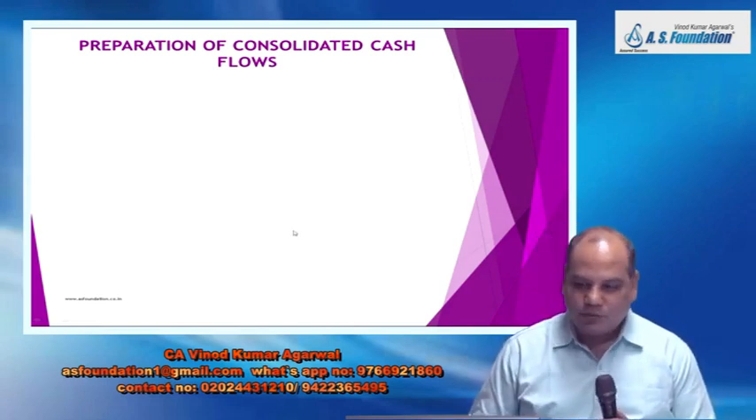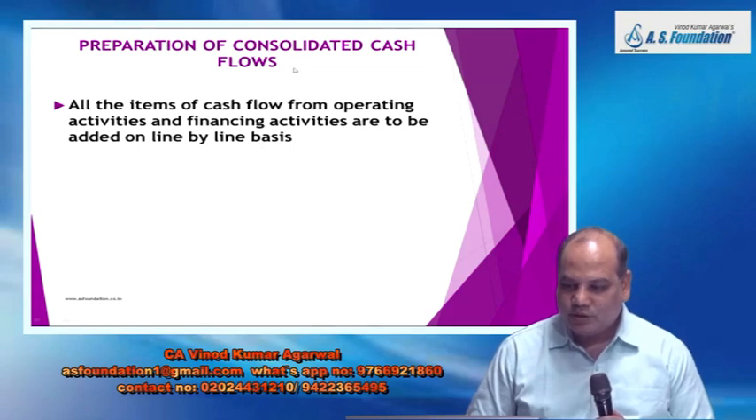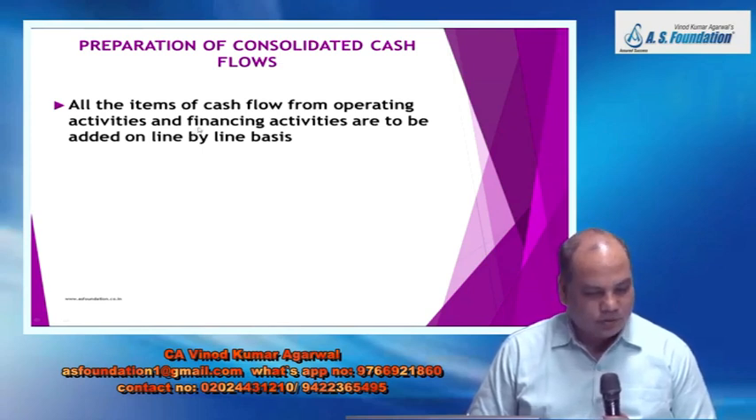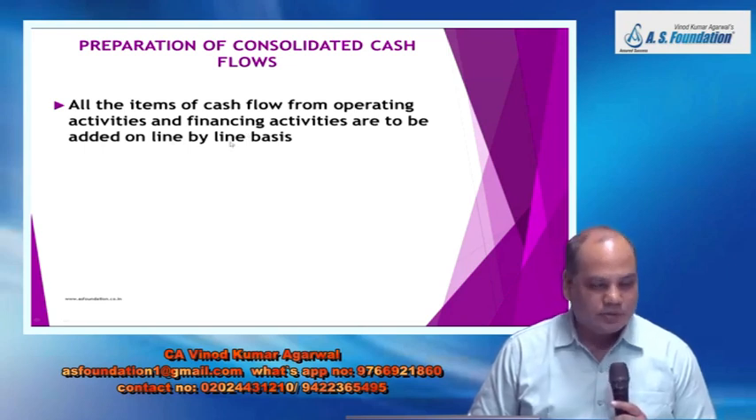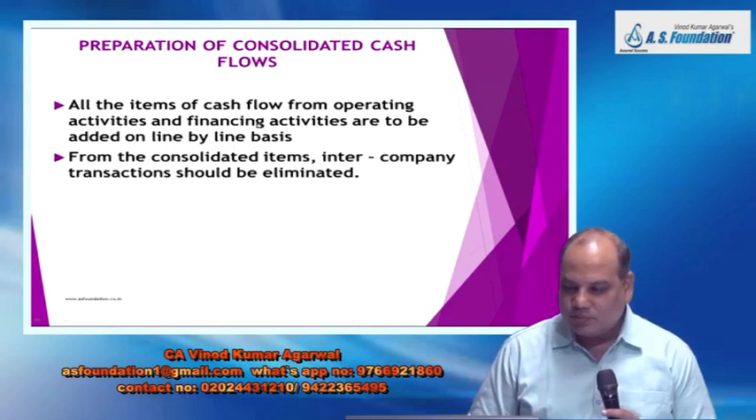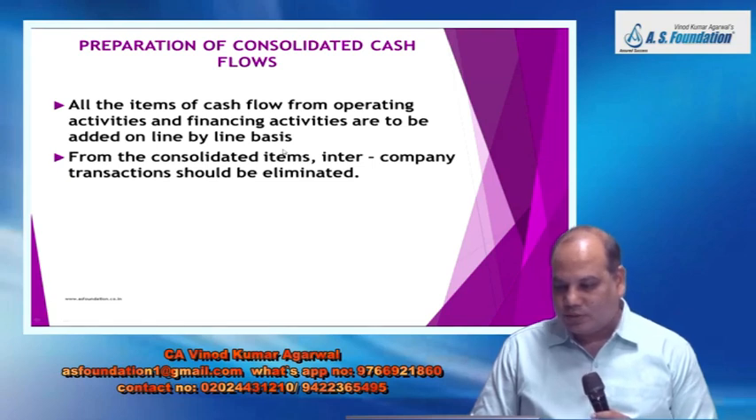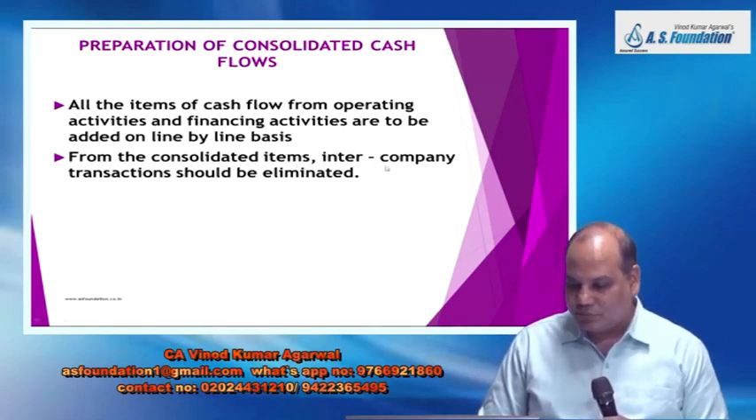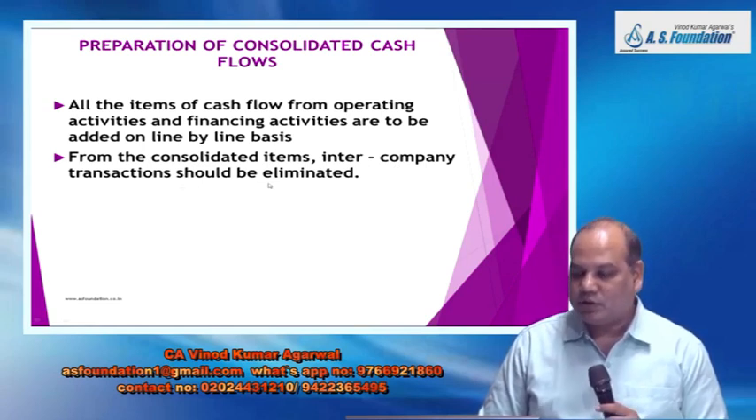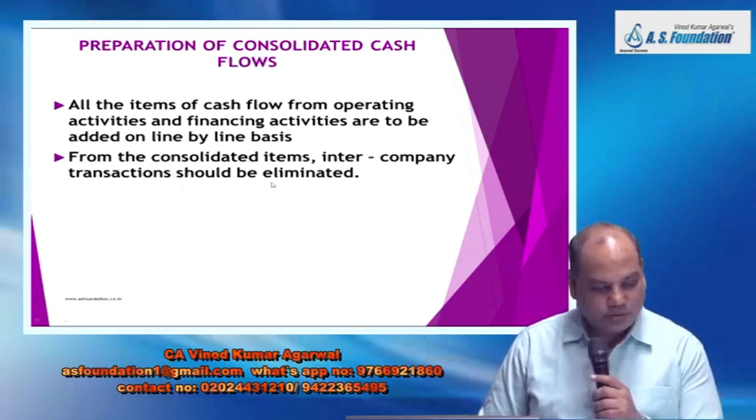We are not going to solve a problem, only understand. All the items of cash flow from operating activity, investing activity and financing activities are to be added on a line by line basis. Just like we do for profit and loss, we'll prepare the consolidated cash flow statement. Now, from the consolidated items, intercompany transactions should be eliminated.